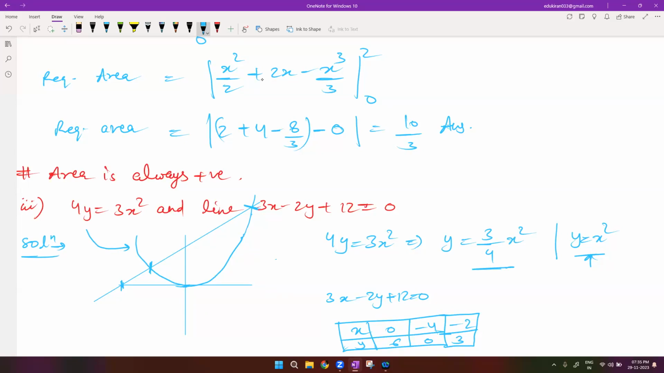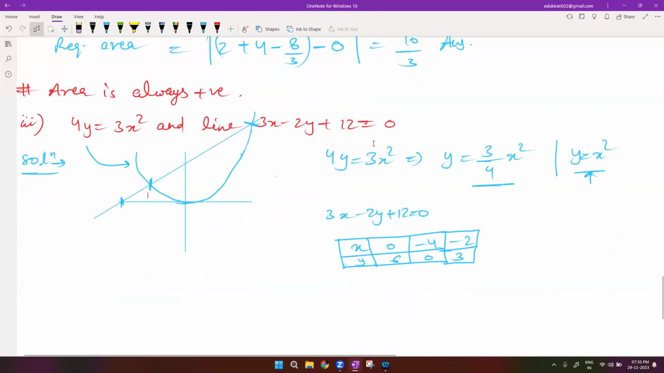Now to validate this, we need to first find the intersection points between these two curves. And you also got an idea of what area we need to find. We need to find this whole area, starting from this point to this point. Correct? The whole area between them.